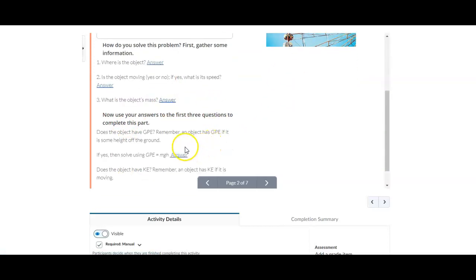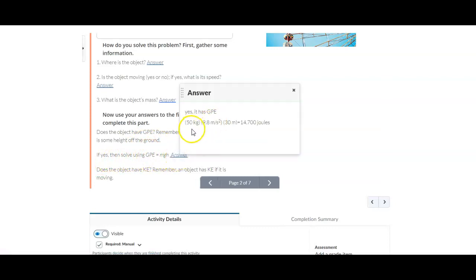So now that we have those answers, does the object have gravitational potential energy? It does if it has some height off the ground. So yes. Now we're able to plug in our numbers and solve. We're going to do 50 times 9.8 times 30, and we know that the answer here is 14,700 joules. So potential energy is calculated in joules. You'll need to remember that, so that'd be good to put in the notes as well.